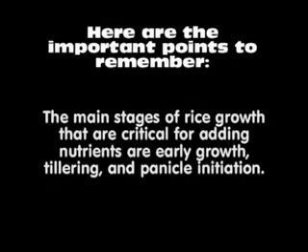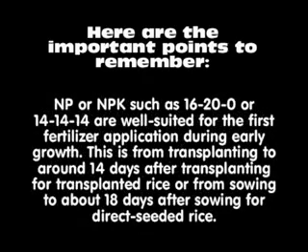Here are the important points to remember. The main stages of rice growth that are critical for adding nutrients are early growth, tillering, and panicle initiation. NP or NPK such as 16-20-0 or 14-14-14 are well suited for the first fertilizer application during early growth. This is from transplanting to around 14 days after transplanting for transplanted rice, or from sowing to about 18 days after sowing for direct seeded rice.